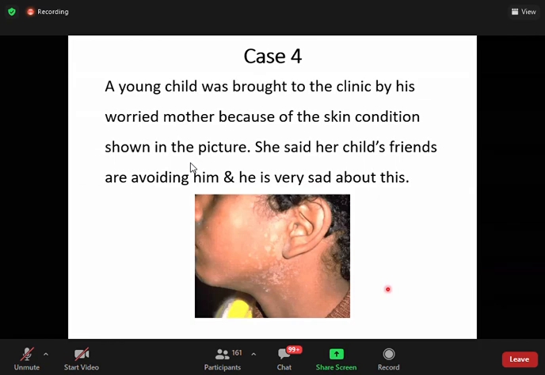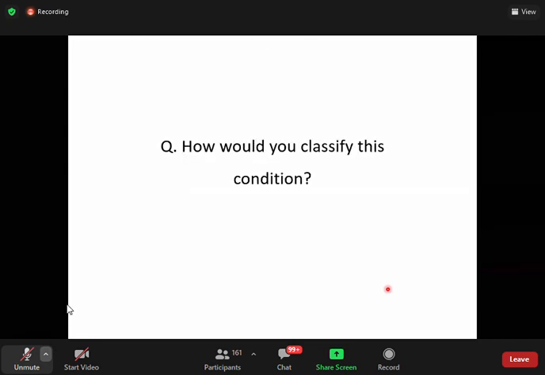Doctor, which fungus is responsible again? Malassezia furfur. Malassezia, I think you're right. Tinea versicolor is caused by Malassezia. Very good. This is superficial mycosis. You're right. Okay, so what else?